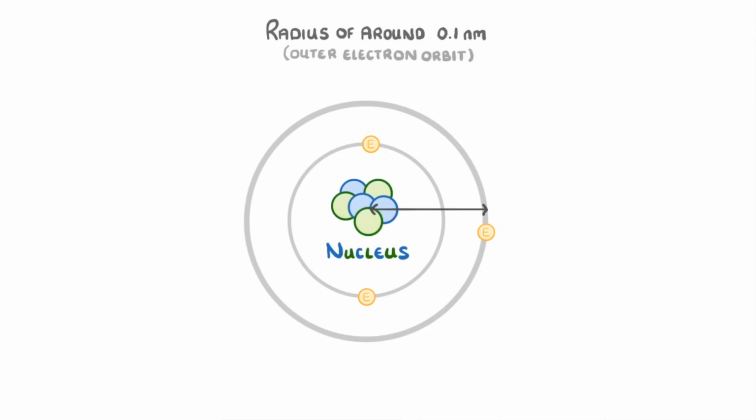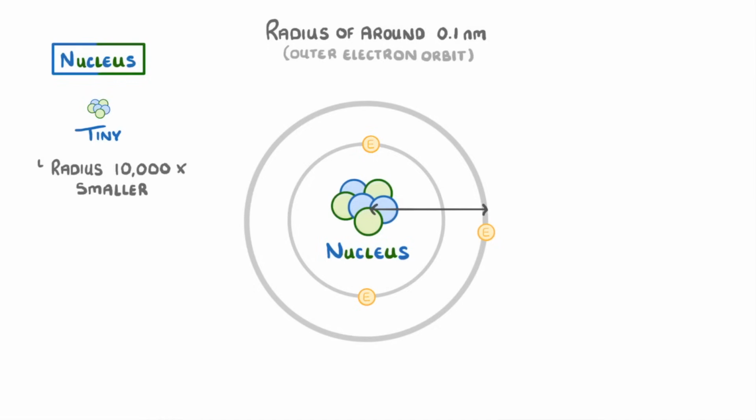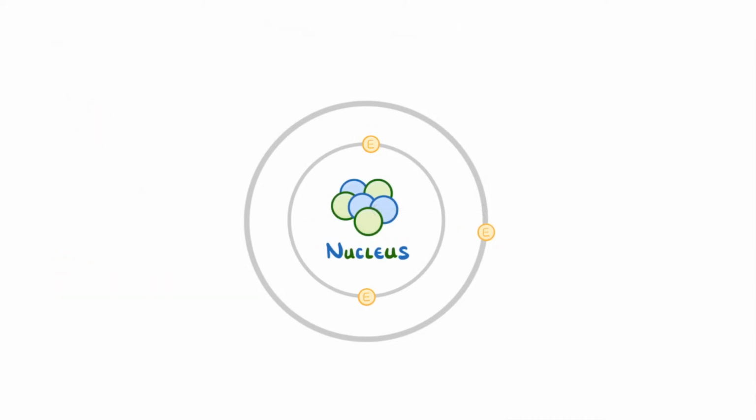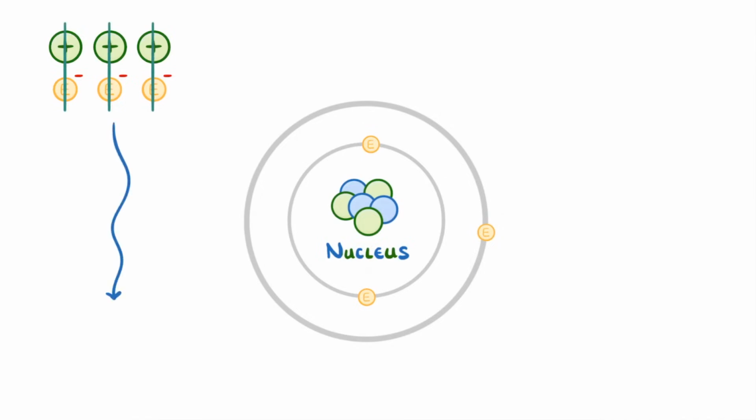Now, although it looks pretty big in this picture, the nucleus is actually really tiny. If we compared its width to the width of the atom itself, the nucleus is 10,000 times smaller. Although the electrons are actually even smaller, and if we were to draw them to scale, they'd be too small to see. In this atom that we've drawn, we have 3 protons in the nucleus, and 3 electrons orbiting it. Because the number of protons and electrons is equal, the positive and negative charges balance out, and so overall, the atom is neutral.